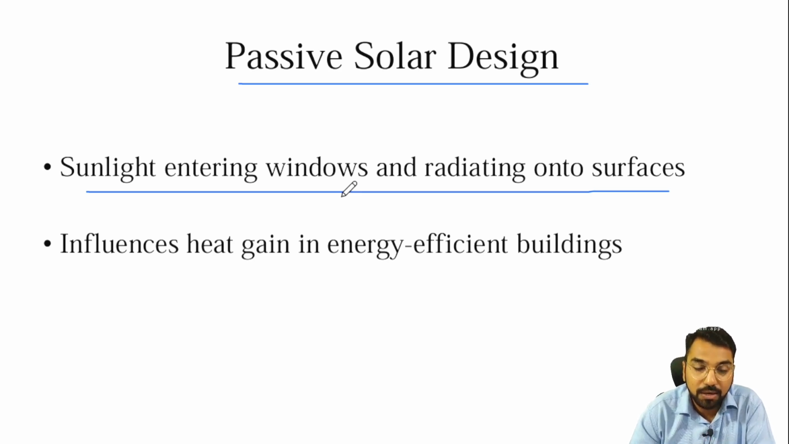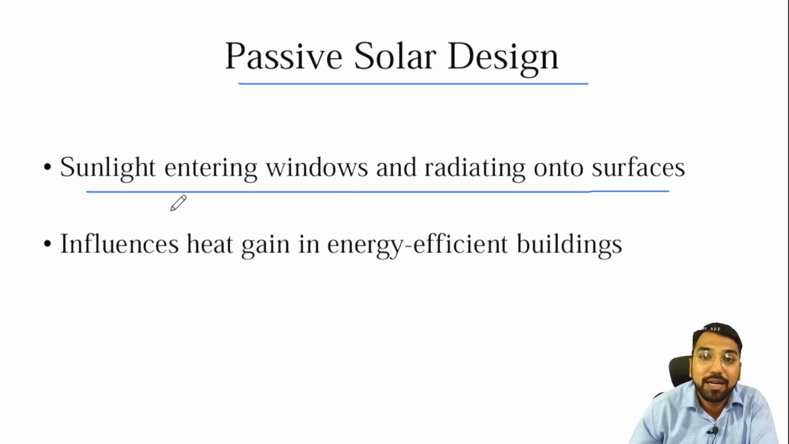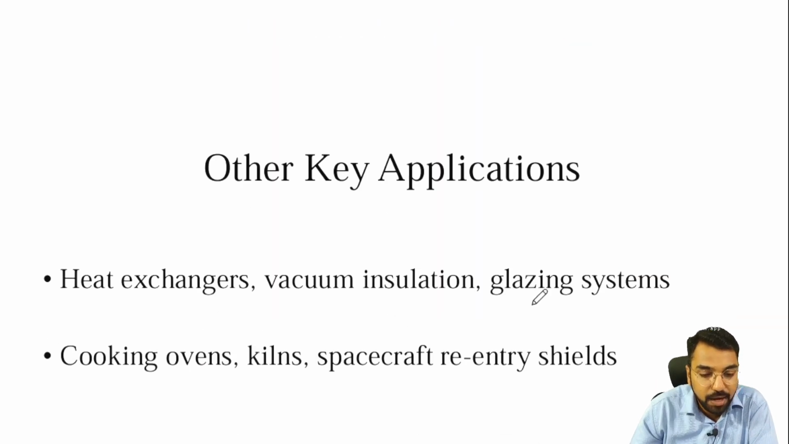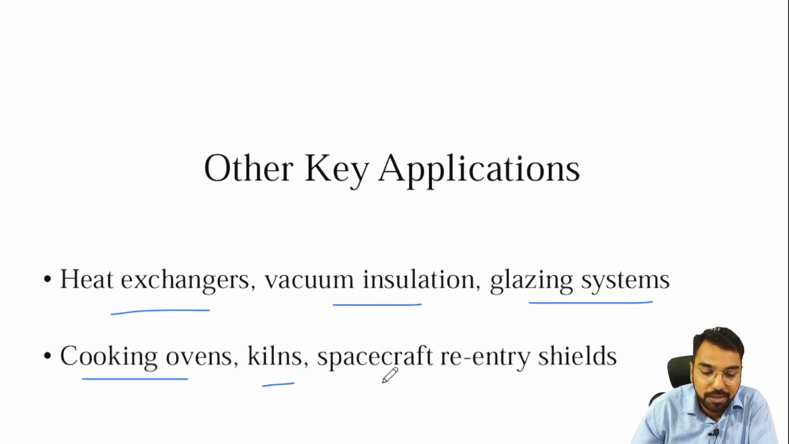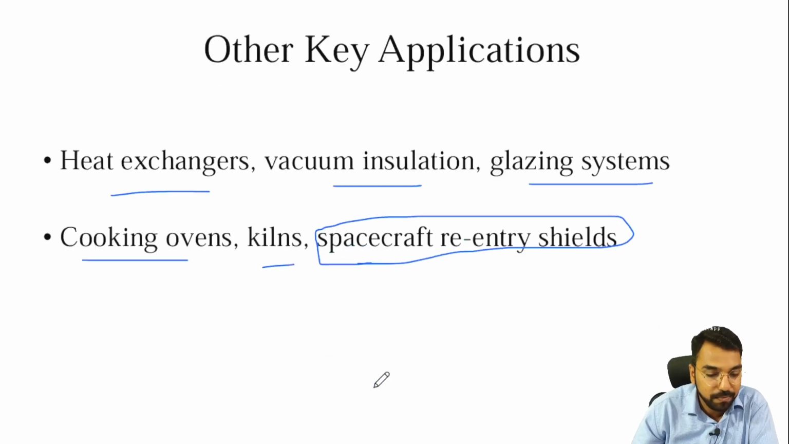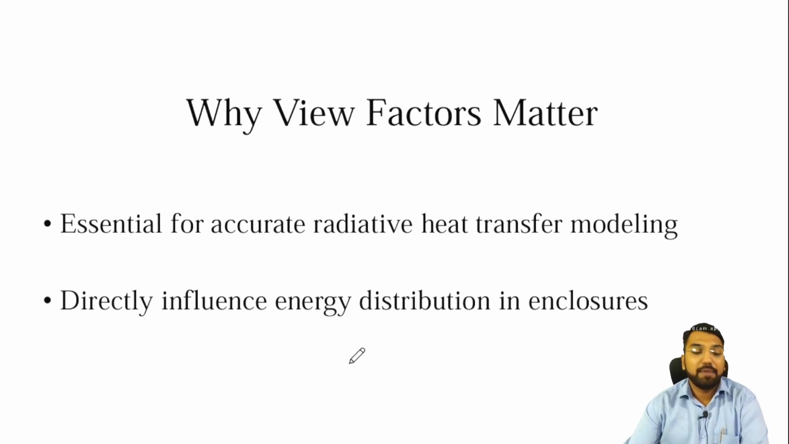So the surface area of the thermally coated glass is also important. In that, the view factor plays an important role in calculating how we can control the heat energy transferring from outside in radiation form. So it influences the heat gain in energy efficient buildings. Other key applications are heat exchangers, vacuum insulation, glazing systems, cooking ovens, kilns, and spacecraft re-entry shields, as I explained before. So why does the view factor matter?